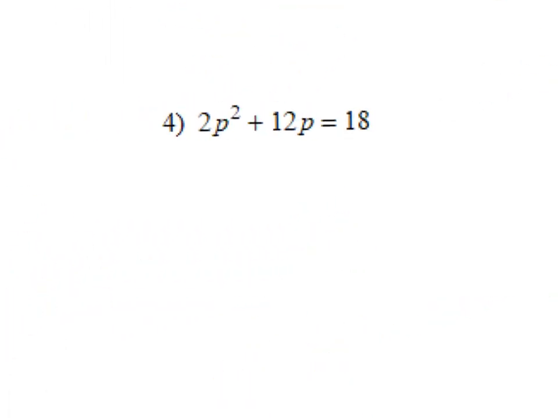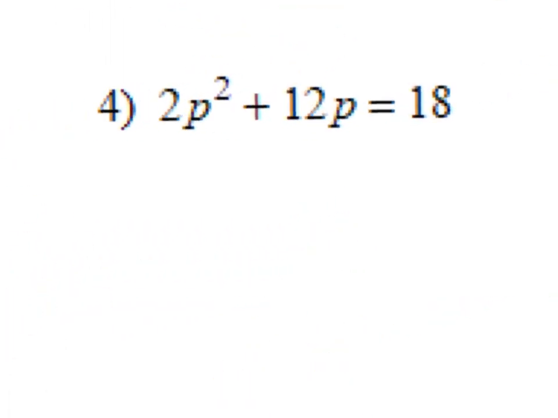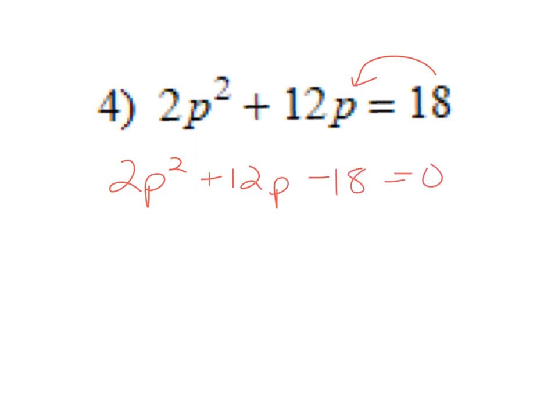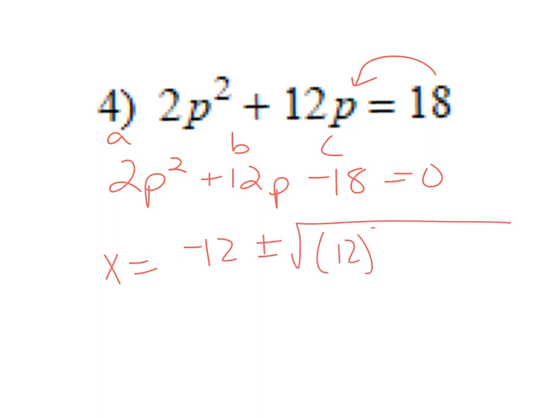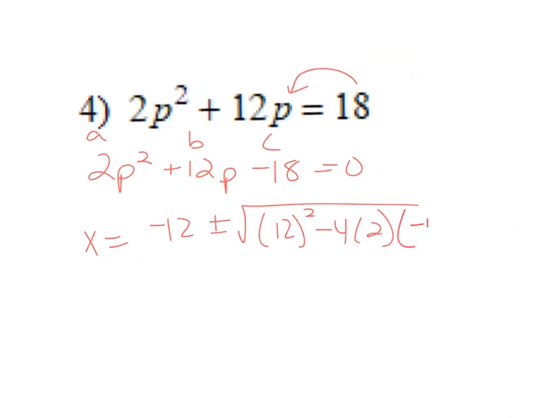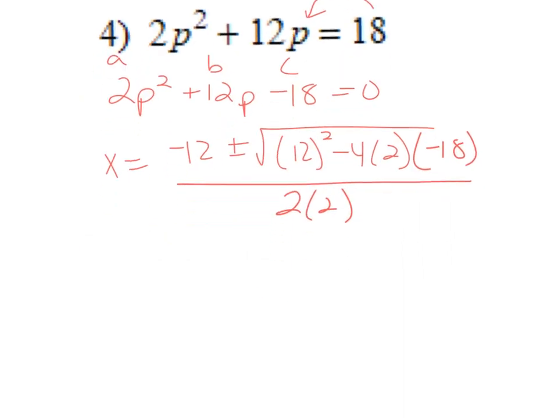Okay, number 4. Again, set it equal to 0. So let's bring that 18 over to this side. So I'm going to have 2p squared plus 12p minus 18 equals 0. So A is 2, B is 12, and then C is negative 18. So x equals the opposite of B, so negative 12, plus or minus 12 squared minus 4 times A times C, all over 2A, or 2 times 2.